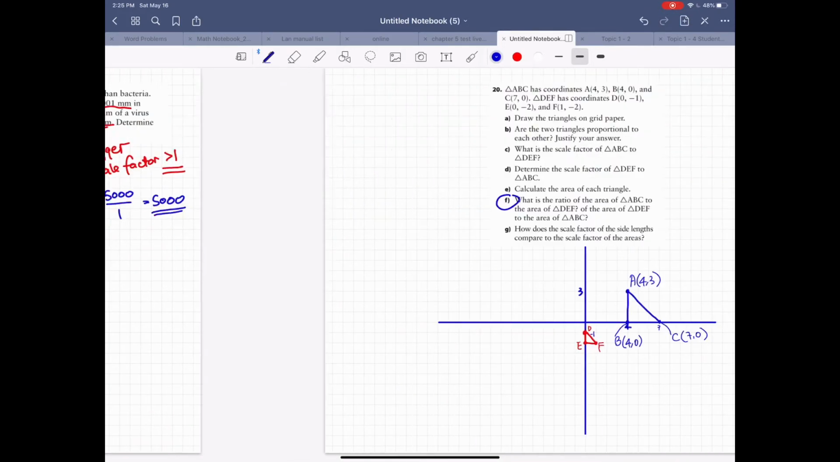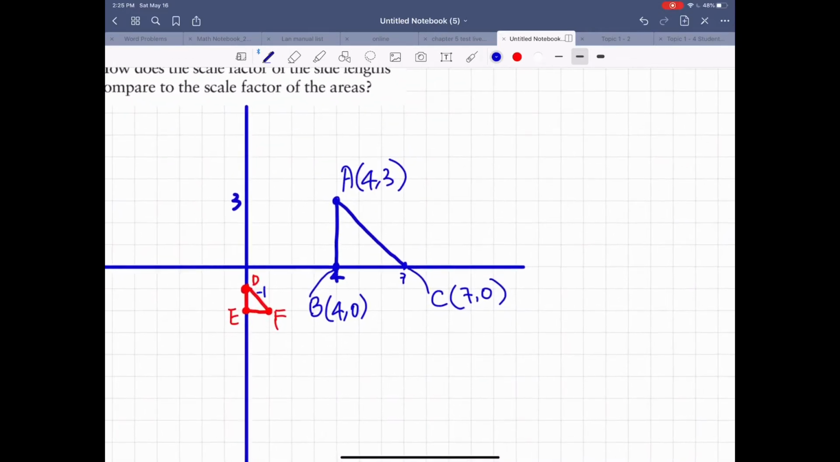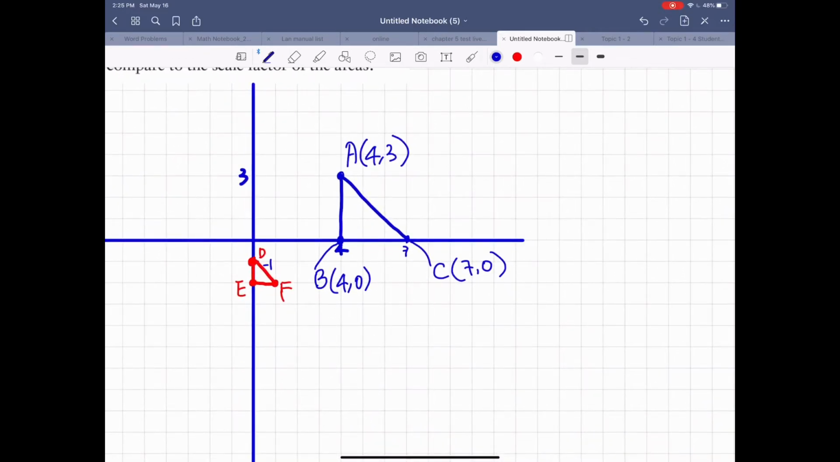Okay, next. This one here, I've drawn the 2 triangles here. How did I draw the triangles? Because I have the coordinates given to me. Someone asked about part F: what's the ratio of the area of ABC to the area of DEF? Okay, area. So let's calculate each one of them first.